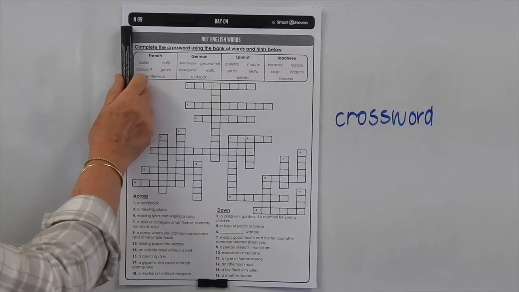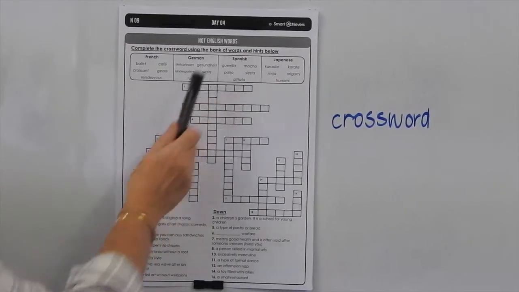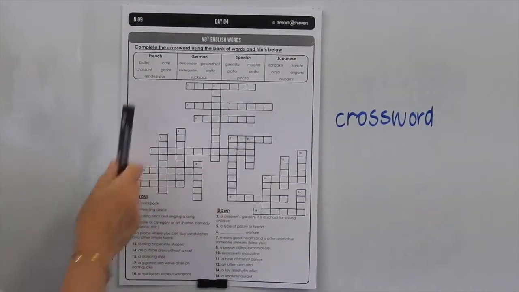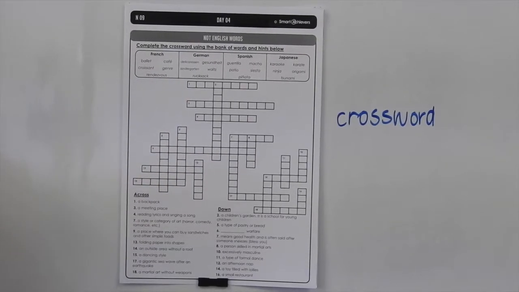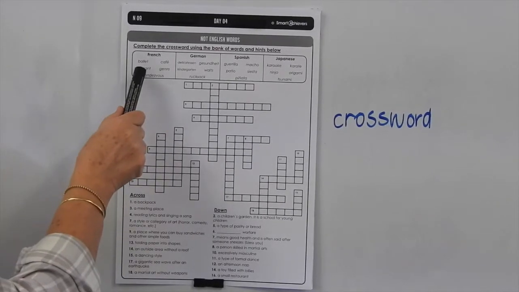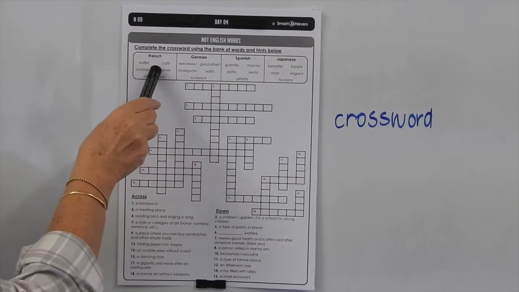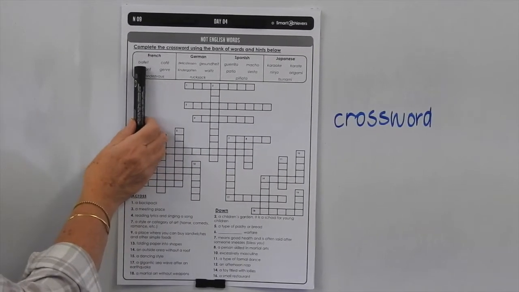This is level N, list 9, and we're doing the day 4 page, and it's on not English words. But we do use these words in English. So we've taken these words from other countries and they've become common words in the English language. But we still spell them as the language or the country that we've taken them from. So let's read the words through together.